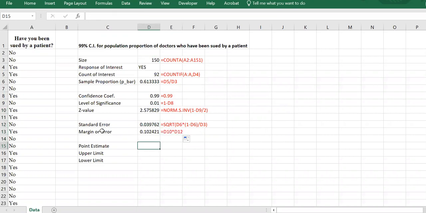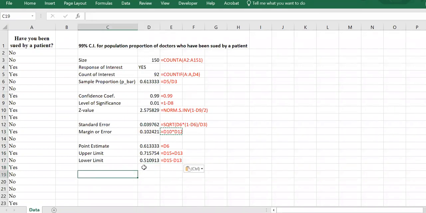And now that I have the margin of error and the sample proportion, I can go ahead and find the interval. The center of the interval, or point estimate, would be simply the sample proportion. The upper limit is going to be the point estimate plus the margin of error. The lower limit is going to be the point estimate minus the margin of error. So this is basically how we build a 1 minus alpha percent confidence interval for the population proportion.